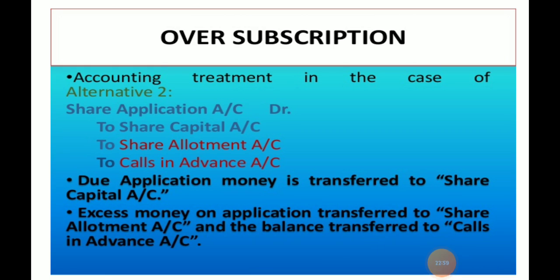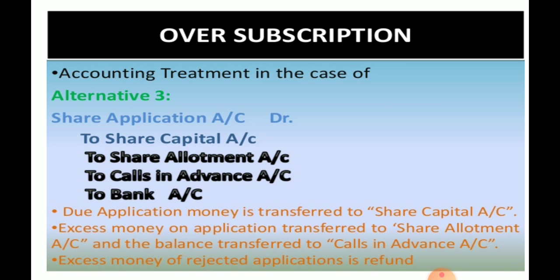Now, the second alternative is you can treat it as advance call. Entry will be share application account debit to share capital, share allotment and calls in advance. So all the money is distributed in these 3 parts. Due application money is transferred to share capital account, excess money on application transferred to share allotment account and the balance transferred to calls in advance.